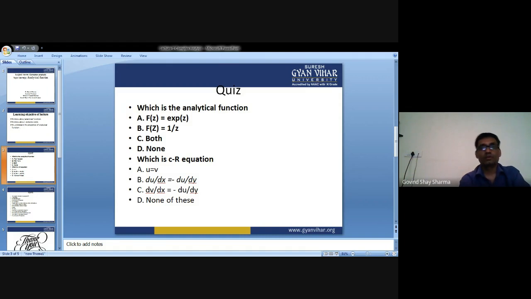So f(z) is e to the power z. When I put z equal to 0, the function gives us the value 1. At other points, z equal to 2, 3, at all points the function is analytical. So which function is the analytical function? f(z) is equal to e power z.